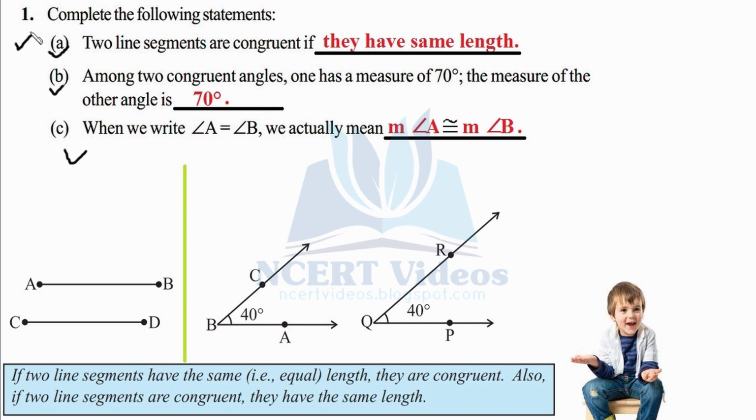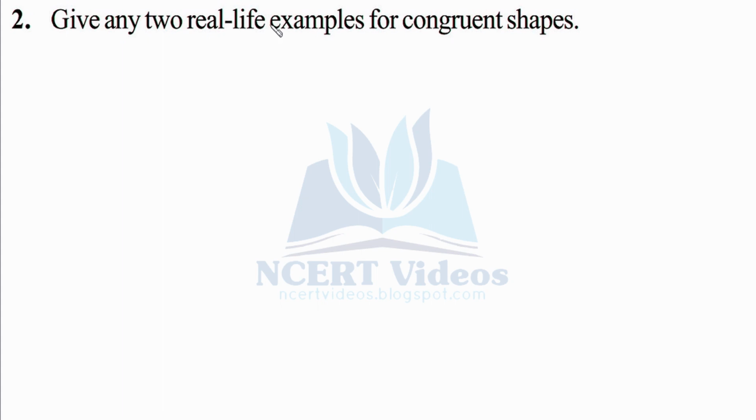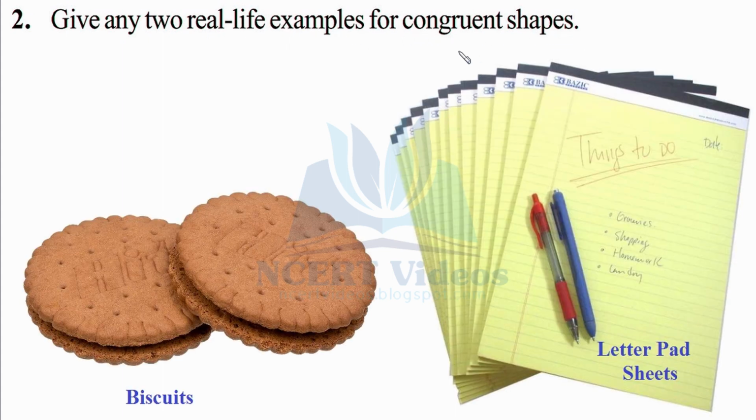That is your first. Question 2. Give any two real life examples for congruent shapes. Again, what are congruent shapes? The shapes which are exactly similar in appearance and length, that is, which can cover each other by leaving nothing extra. So you can take these biscuits or cookies, whatever you want to call them. They appear similar in shape and size. That is, if you place this biscuit over this and watch it from the top, you will find that the bottom one is covered by the top one.